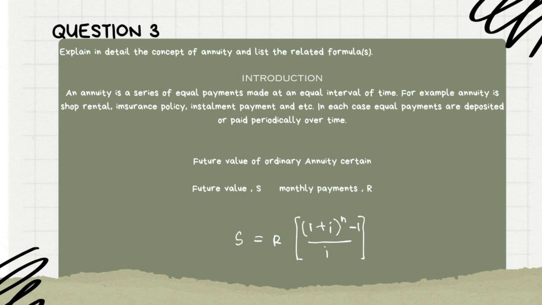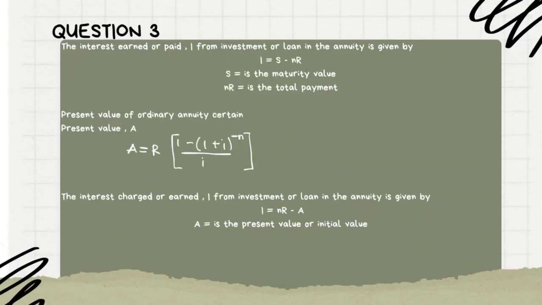First, future value of ordinary annuity certain. S refers to future value, R refers to monthly payment. So, the formula is S equals R[(1 plus i) to the power of n minus 1] divided by i. The interest earned or paid, I, from investment or loan in the annuity is given by I equals S minus nR, where S is the maturity value and nR is the total payment.